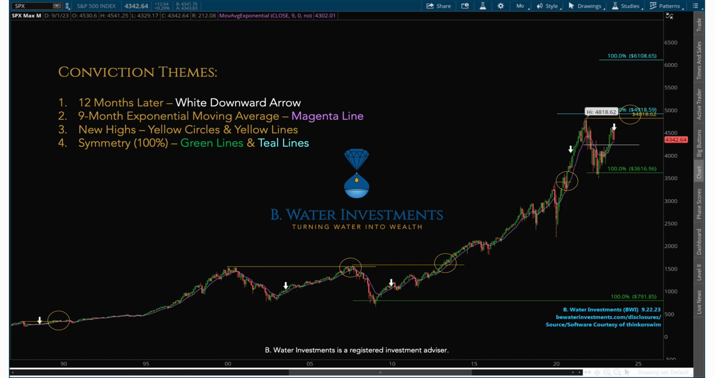Now, let's reinvent the same wheel and take the distance from the February 2020 highs to the March 2020 lows, which came so quickly. We take that measurement and measure down from the 4818.62 high in the S&P on January 3rd, 2022, and we get 3616.96, a 100% symmetrical move from history. And the market reversed. It hit it in September with that big red ugly candle, quickly reversed, then on October 13th struck it again, and since then we're up.